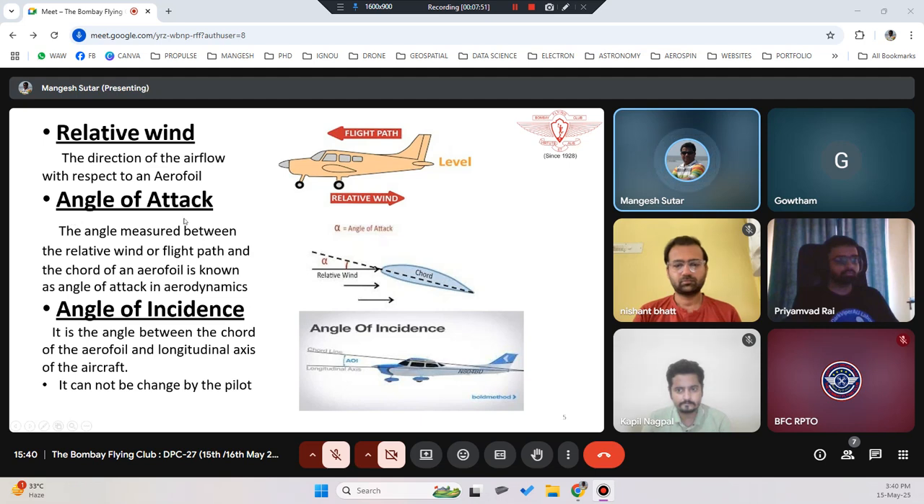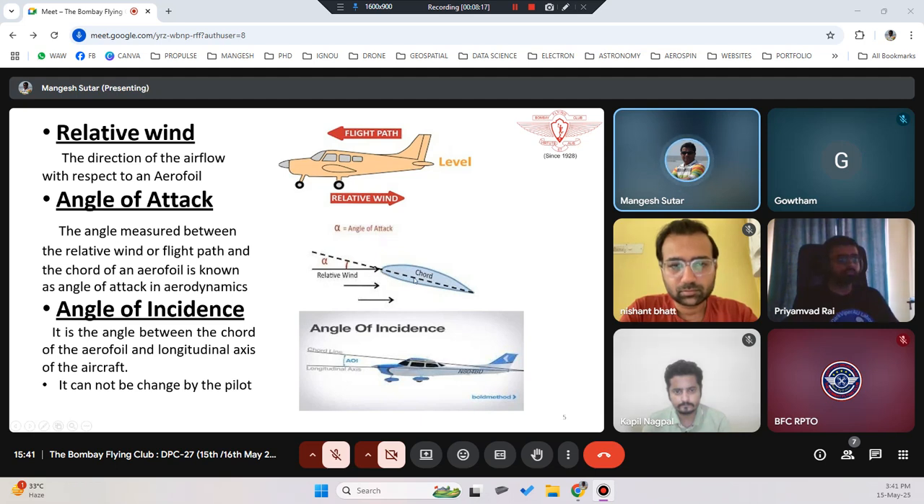This is very important, angle of attack. So can you please explain the angle of attack again? So angle of attack, see, assume this is the wing and it is moving on the runway. Now the relative wind will be flowing from this direction. It is actually hitting your airfoil section, your chord line, your leading edge.